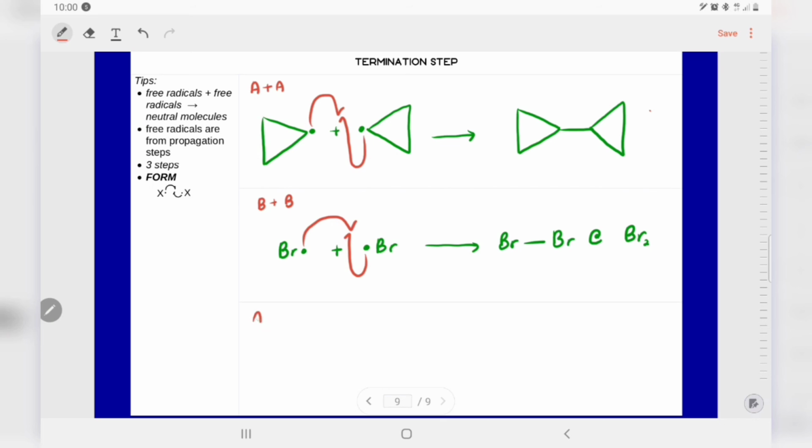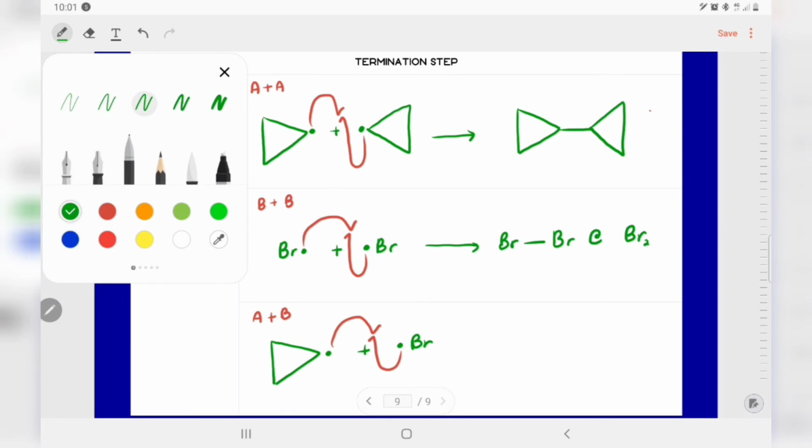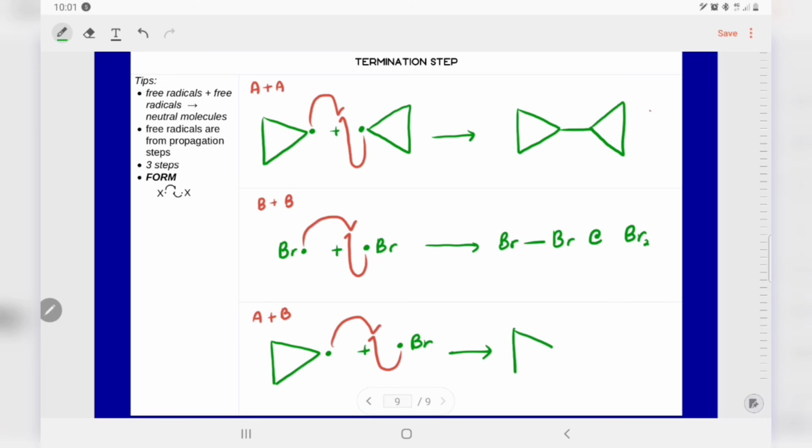Last step, kita combine free radical jenis A dan free radical jenis B. So free radical jenis A plus free radical jenis B. So bila nak form bond, mesti ada dua elektron. So one electron share with another one electron share. So akan form produk bond. Sini Br, so dia akan form dengan C, akan buat bond dengan Br. So ini kita panggil termination step.